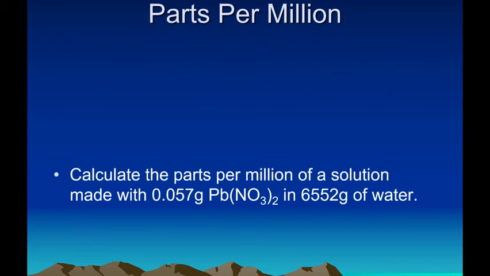Next up is parts per million. Parts per million is very helpful if you ever choose to go and work for a local water district. We're going to look at the parts per million of a solution. The question says calculate parts per million. And remember, million is 1 times 10 to the 6. Remember that for a second. We're looking at parts per million of a solution made with 0.57 grams of PbNO3, so that's going to be lead nitrate, in 6,552 grams of water.